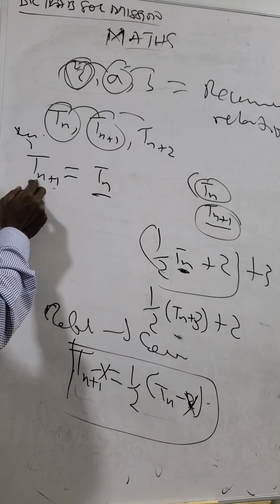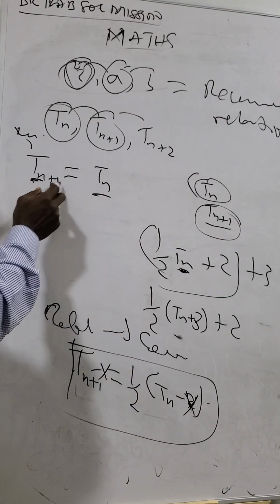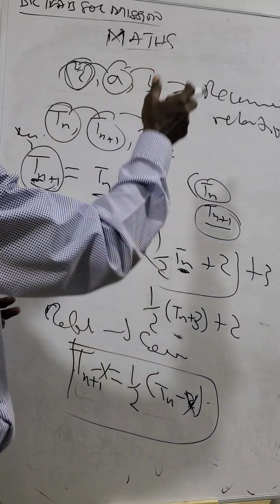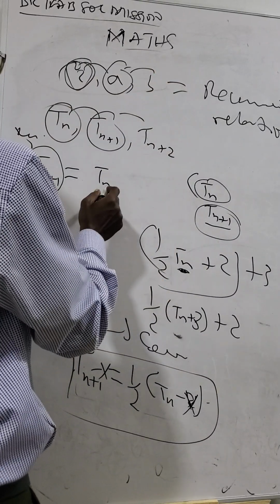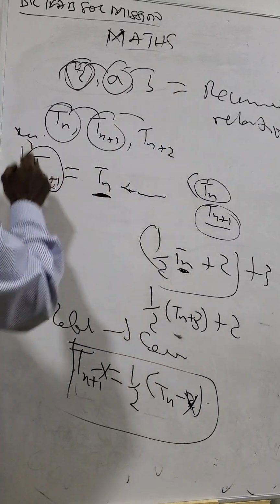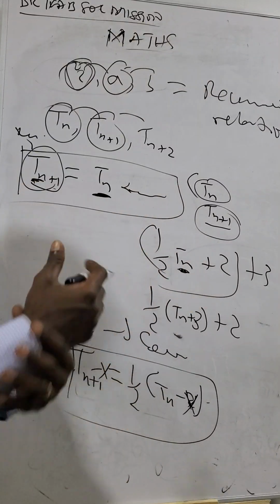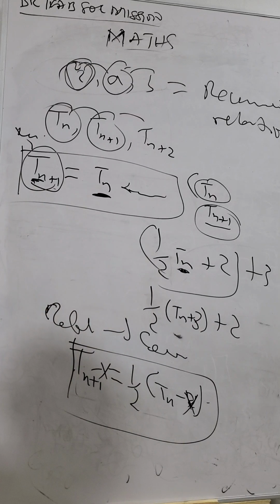So Tn plus 1 means Tn is the number preceding it, plus 1 is the next one. So that the next number that we are interested in, which is the recurrent relation, should depend on this one by a certain expression. And you don't have a general formula for it. It will come in various dynamics or various forms. Right, so that will be the recurrent relation.